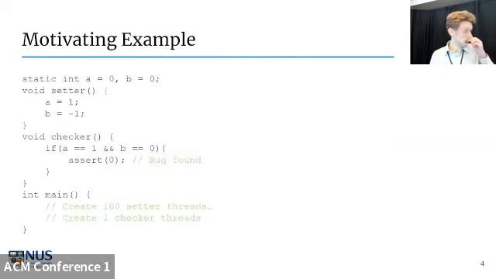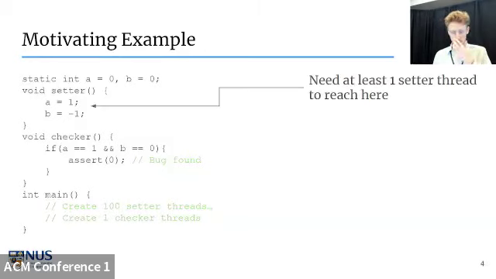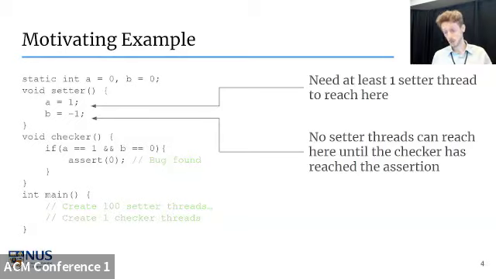To illustrate this point, I have a relatively simple motivating example here on the left. In this case, the main function of this program is creating 100 setter threads and one checker thread. The setter threads are just setting some global variables to particular values, and then the checker thread is checking the values of those global variables. If the check passes, then there's an assertion failure, and we'll say that the bug is found for this synthetic example. Basically, we need at least one setter thread of the 100 to reach here in the program to trigger the bug, but none of the setters can assign a value to B, because that'll make the second part of the conditional fail, and we won't see the bug.